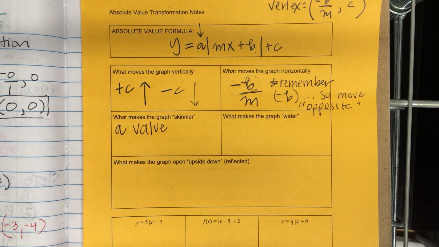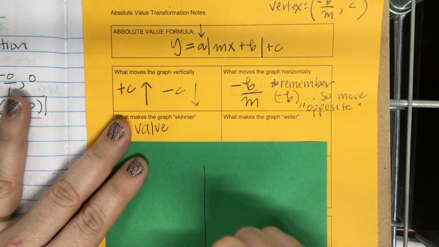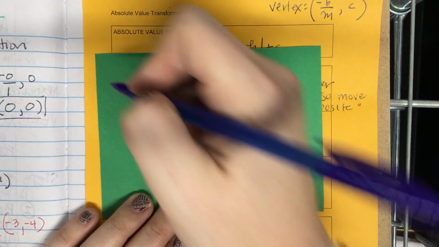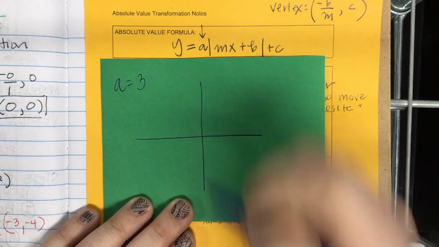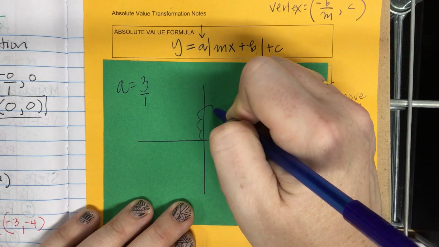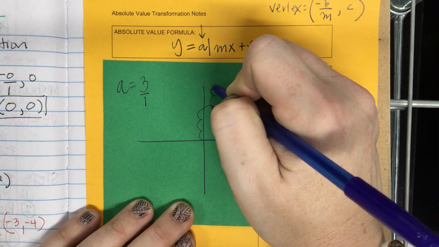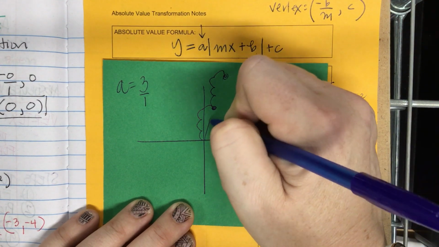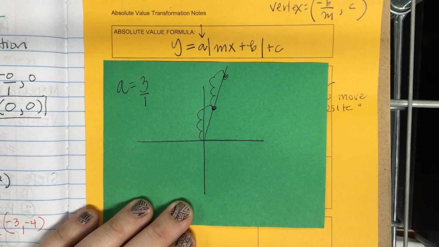It's the number that's being multiplied to the X. I get it, it's on the outside, but it's there. If you have a bigger A value, meaning your A value is 3, that means your slope is 3 over 1, meaning up 3 over 1. Up 3 over 1, which makes it steeper, which is skinnier.